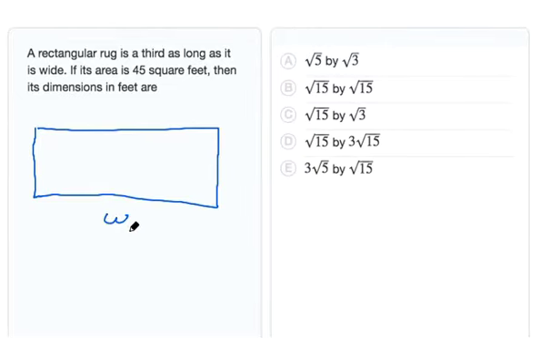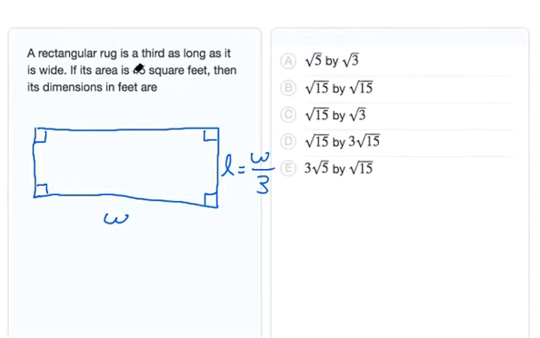So let's call the width W, and our length is going to be a third as long as it is wide. So however wide it is, our length is going to be a third of that, so W over 3, or 1/3 times W, either or. And remember, all of these are right angles because this is a rectangle. We're told then that if its area is 45 square feet, then its dimensions in feet are what?